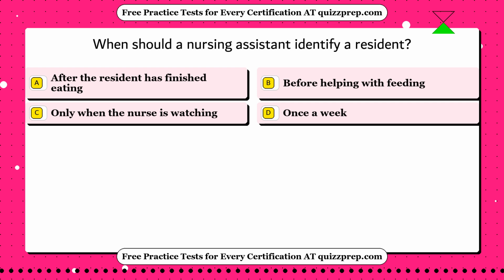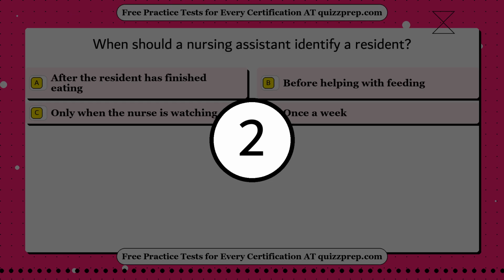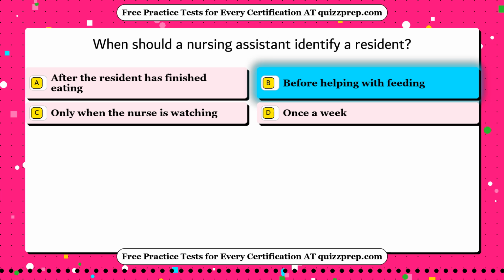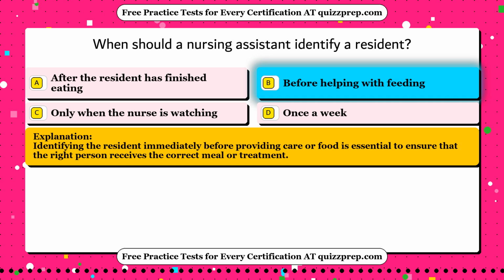Question 77. When should a nursing assistant identify a resident? Option A. After the resident has finished eating. Option B. Before helping with feeding. Option C. Only when the nurse is watching. Option D. Once a week. The correct answer is option B. Before helping with feeding. Identifying the resident immediately before providing care or food is essential to ensure that the right person receives the correct meal or treatment.